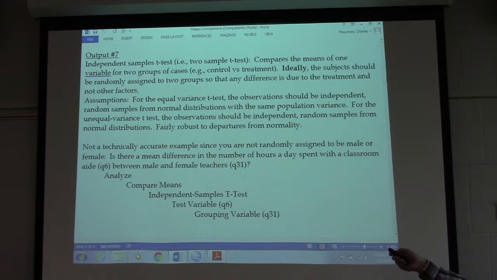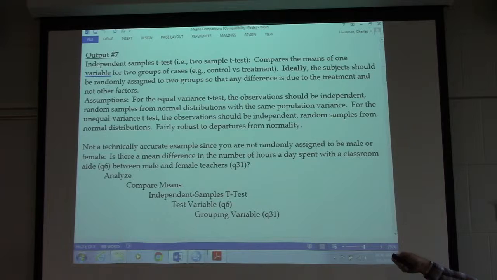I'm going to ask you, is there a mean difference? That word difference cues me into a causal comparative research design, so I know I'm going to compare means. Is there a mean difference in the number of hours a day spent with a classroom aide, which is labeled Q6, between male and female teachers, which is Q31, just gender?